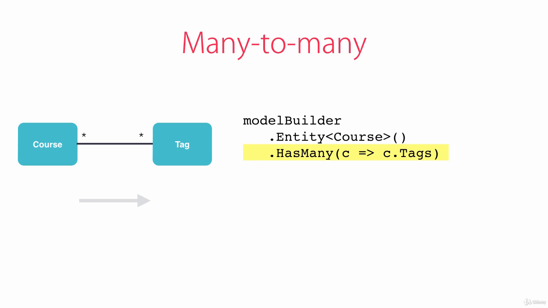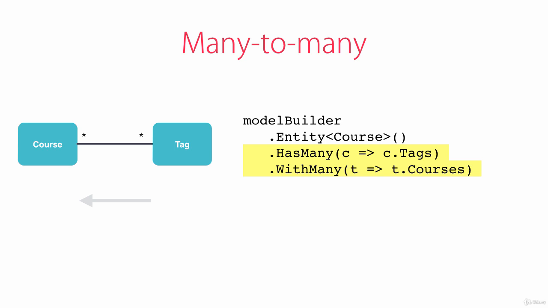So in the course class, we have a property called tags that gives us access to all tags for a given course. Okay, now we need to configure the other direction. So starting from the tag, going towards the course. So we're going to call the withMany method. That's it. So that's how we configure a many-to-many relationship between two types.